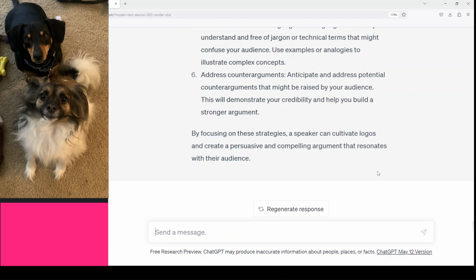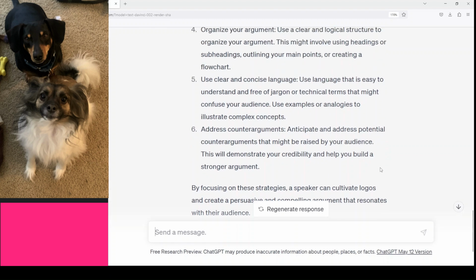All right, so ChatGPT gave us some good advice about how to develop logos. It talks about addressing counter-arguments, that audiences maybe have objections to the point that you're trying to make, so try to anticipate and respond to your audience's potential objections to your argument.